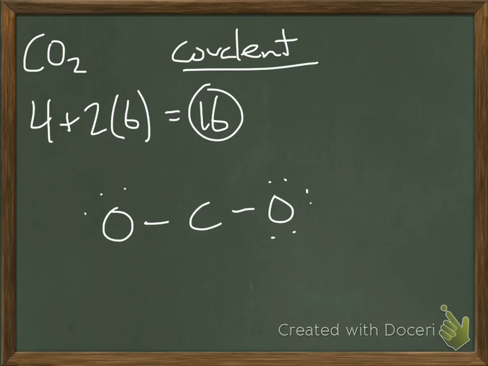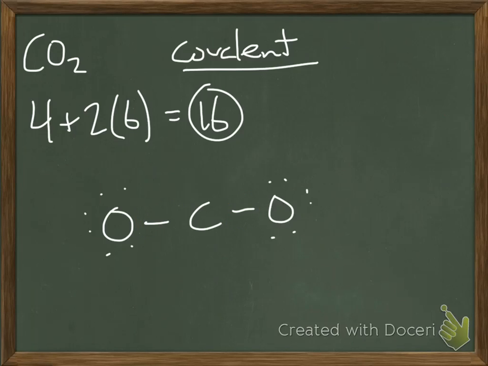Let me make sure I don't have too many here. 2, 4, 6, 8, 10, 12, 14, 16. Is that right? Well, okay, so I've used all 16 of my electrons, but take a look at carbon. Carbon's not happy yet. It's only got 4 valence electrons. Let me show you. It's got 2 here in this bond, and it's got 2 here in this bond. So a total of 4 valence electrons for carbon, but that's not enough. Everyone needs to have 8.